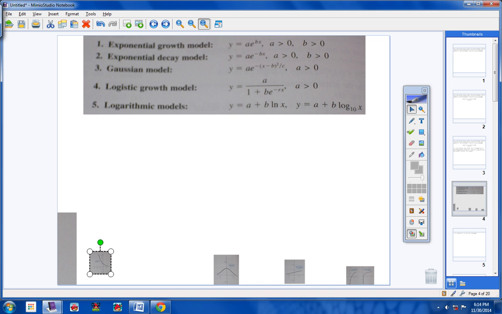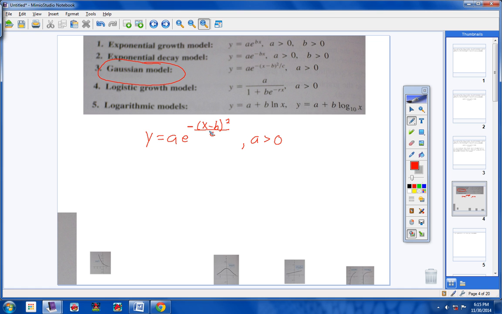Okay, model number 3, the Gaussian model. In your notes, go ahead and write down Gaussian model. Copy that down, please. And then go ahead and write down this model right here in your notes, please. Y equals A, E, and then for the exponent, negative, parentheses, x minus b. Notice this, students, quantity squared all over c, okay? And notice that A has to be greater than 0. So there you go. There's your Gaussian model.